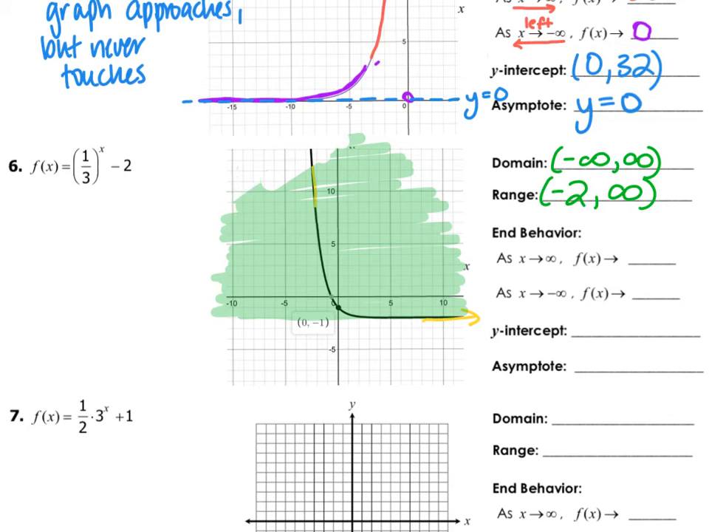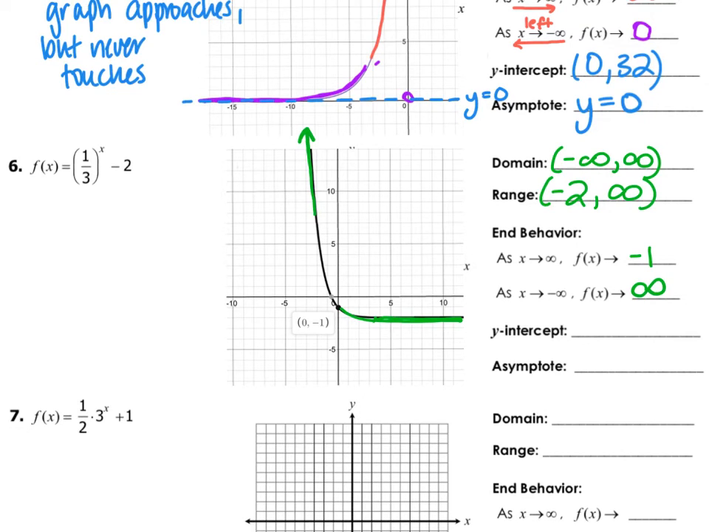Now we're going to take a look at our end behavior. Remember, as x approaches positive infinity, we're moving to the right. So as we move to the right on our graph, see how it's approaching -1. And as x approaches negative infinity, we're moving to the left on our graph. So as x approaches negative infinity, y is approaching positive infinity because it's increasing infinitely.